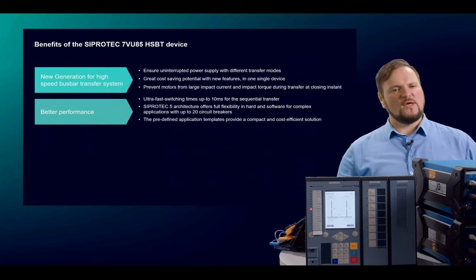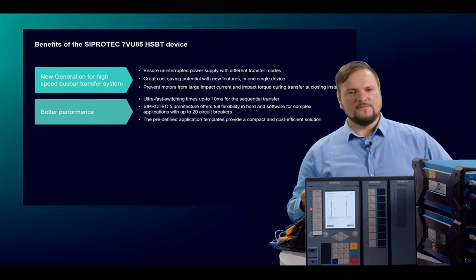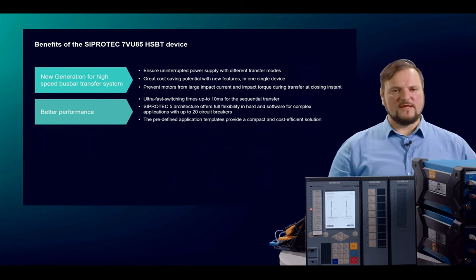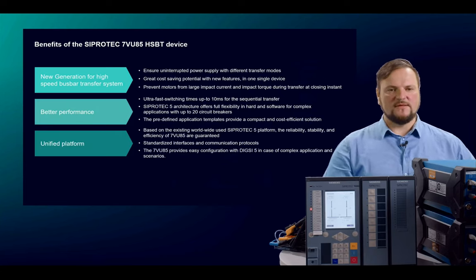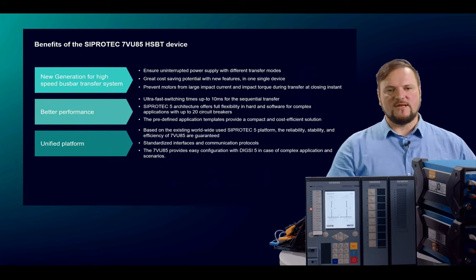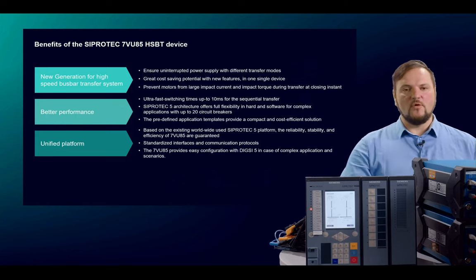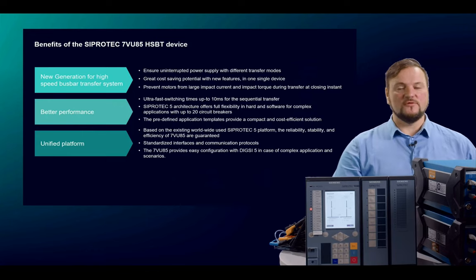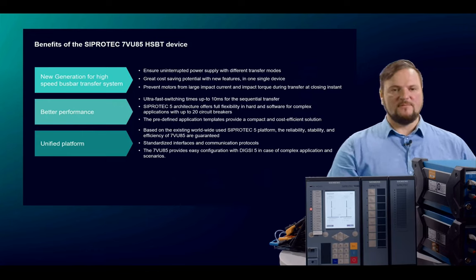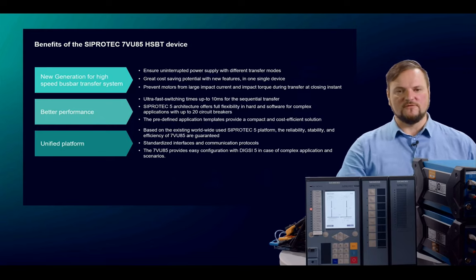Then we can talk about the benefits. I told you that we have different benefits due to the platform. The new generation is based on the SIPROTEC 5 platform. We have great cost-saving potential because the device is flexible and scalable. With the HSBT system we prevent motors from large impact current and impact torque during the transfer. We have better performance with ultra-fast switching times of up to 10 milliseconds. The SIPROTEC 5 architecture offers full flexibility in hardware and software.